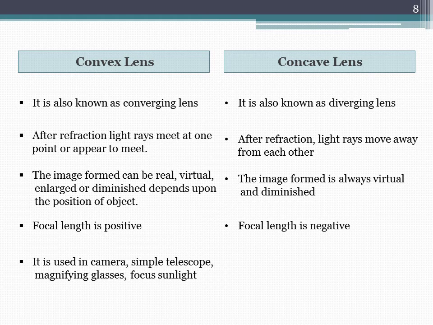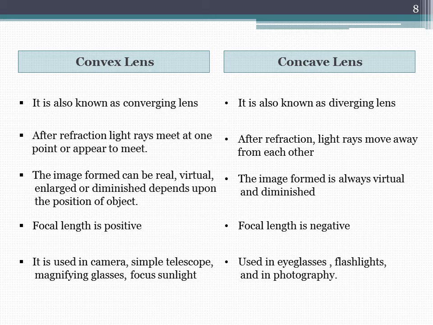The convex lens is used in cameras, simple telescopes, magnifying glasses, and to focus sunlight, while the concave lens is used in eyeglasses, flashlights, and in photography.